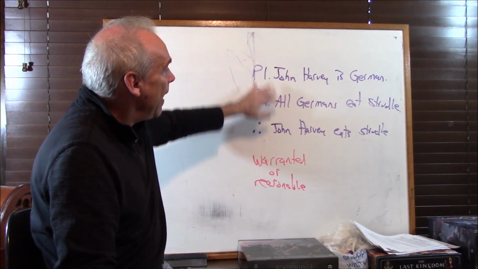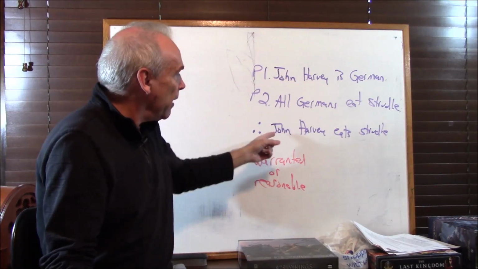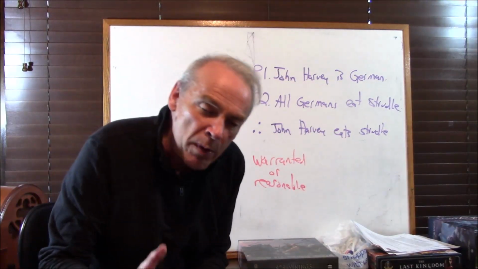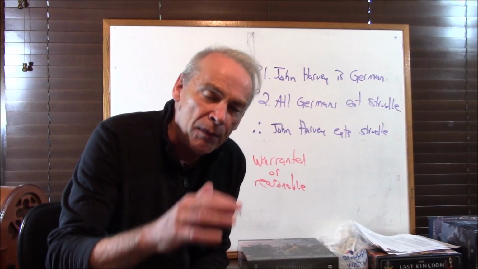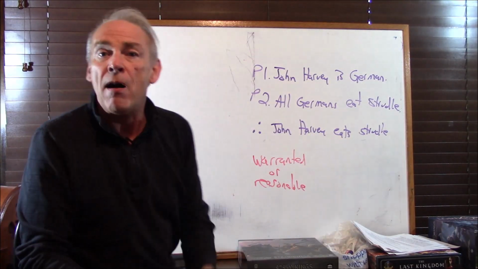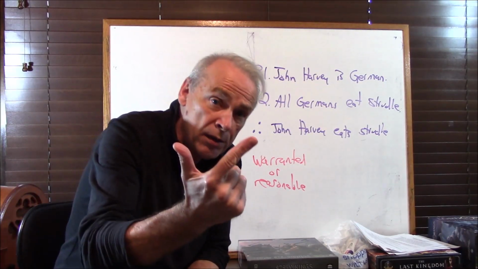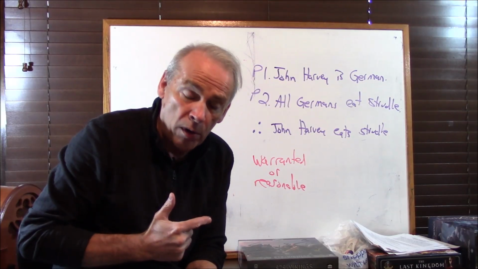John Harvey is Italian. All Germans eat strudel. Why doesn't it make any sense to start with? I mean, we're not going to come up with a conclusion. Why would we go through the trouble of testing whether or not a premise is warranted if the argument isn't valid in the first place? So cogent requires validity plus the premises are warranted.